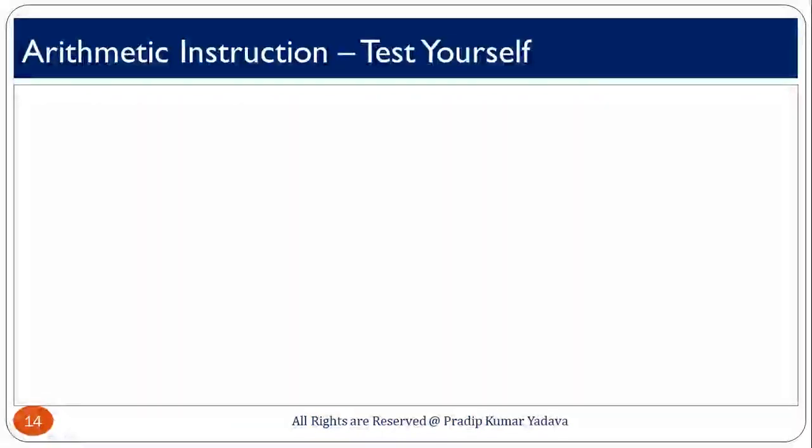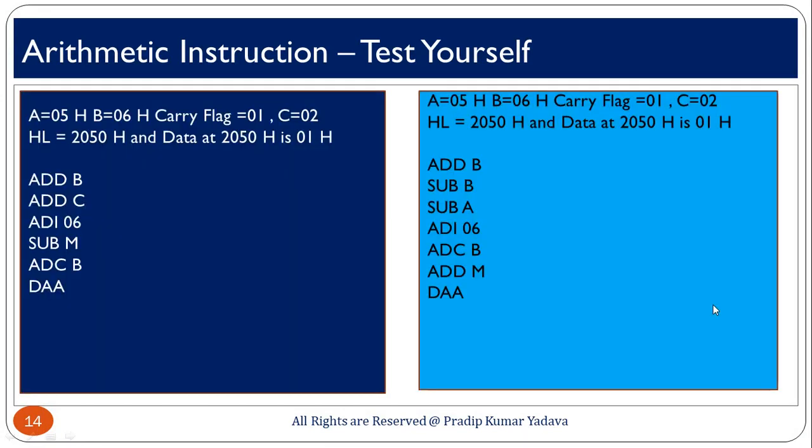Okay friends, so I have already discussed all the instructions required to do arithmetic operations in the 8085 microprocessor. Now, I am going to show you an example. After solving this example, you can easily understand the concept of arithmetic instructions and how they work in the 8085 microprocessor. So, let me solve one example for you so you can easily understand.